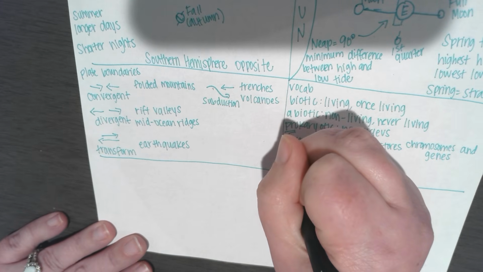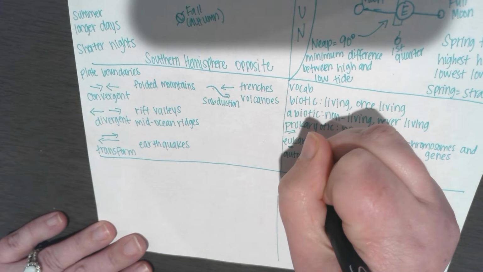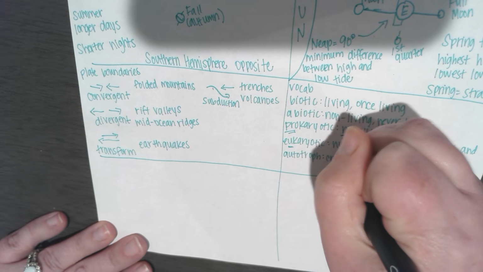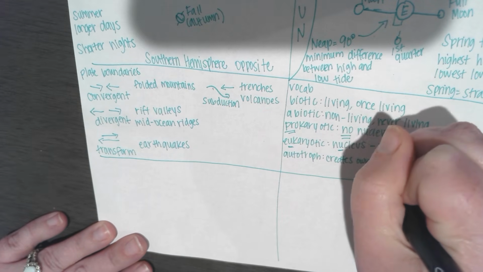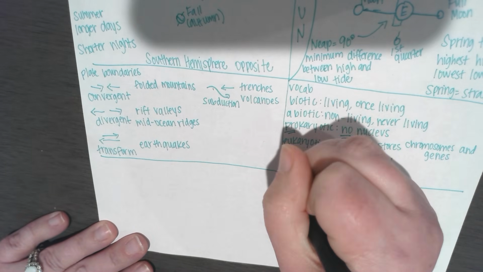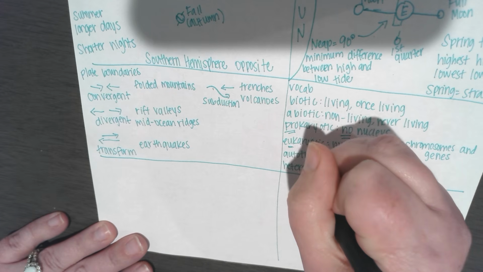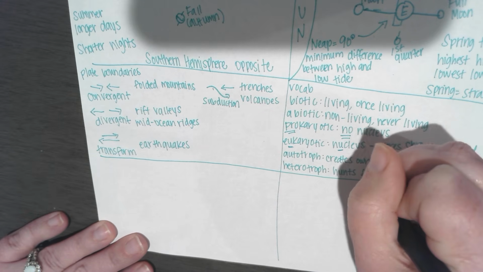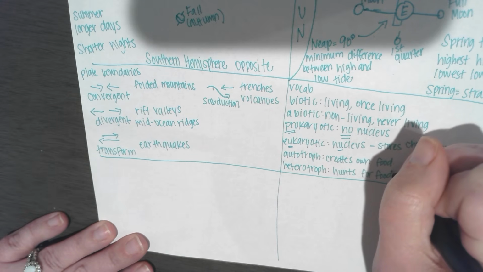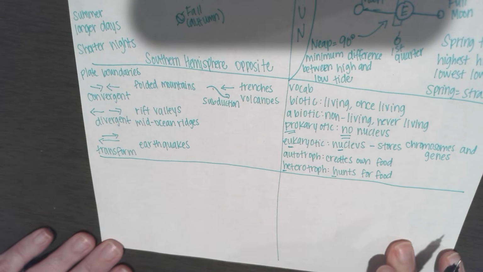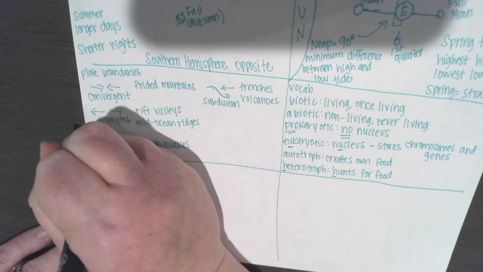And then our last two words, autotroph. That is an organism that creates its own food. That doesn't mean they make it in a kitchen. And a heterotroph hunts for food. And we can remember that because heterotroph and hunt both start with an H. Okay, moving on to box number 5. We are almost done.